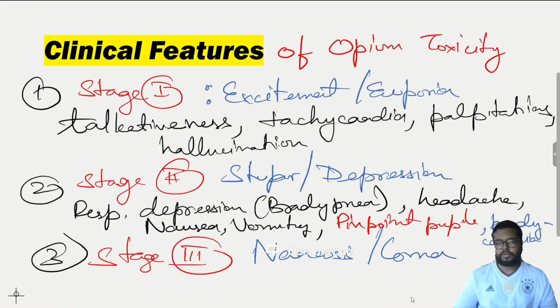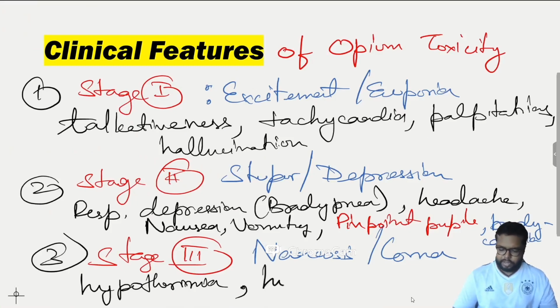In the stage of narcosis and coma, there will be absent reflexes and relaxed muscles, and along with it the patient will have hypothermia, because there is depression of centers. The thermoregulatory center will get depressed and cause subnormal temperature. Along with it, there will be hypotension, as BP will fall because of vasomotor center depression, and pinpoint pupil will be present.